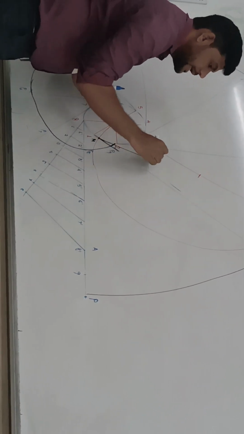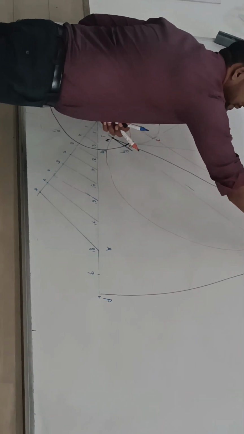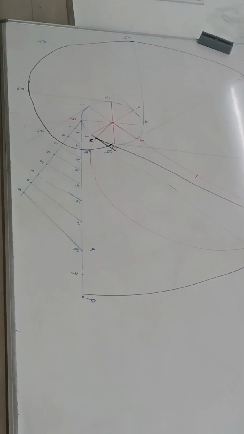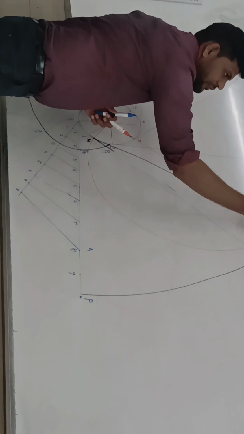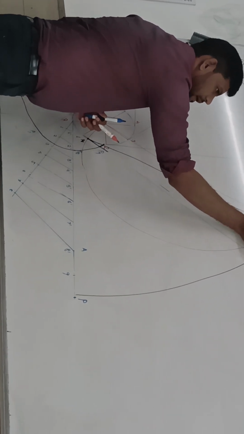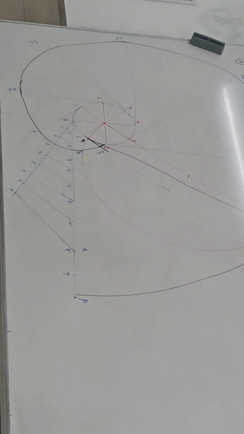Connect the point N and M. Okay. So this will represent my normal. This line will represent my normal. Draw perpendicular to that line. Directly you have to draw perpendicular. This will represent my tangent.